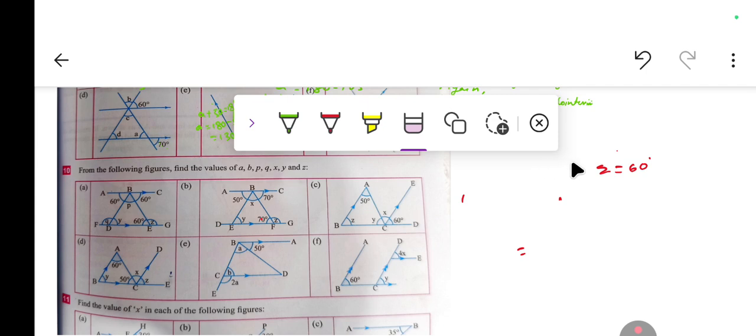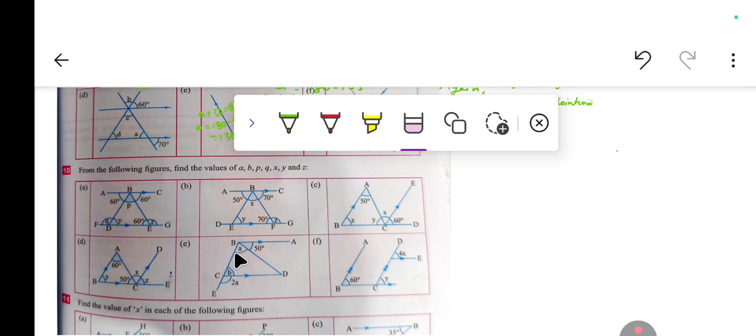Let me go to question number 10E. A little bit I'll talk about 10D. Like this is 60, then x becomes 60. This is 50, this is 60, and this is z. 50 plus 60 plus z is equal to 180, being a straight line, and then you get the value of z. Whatever you get the value of z, the value of y will be the same, being corresponding angles.